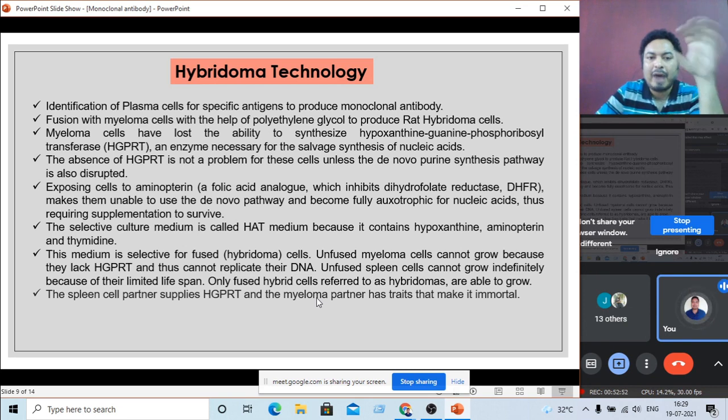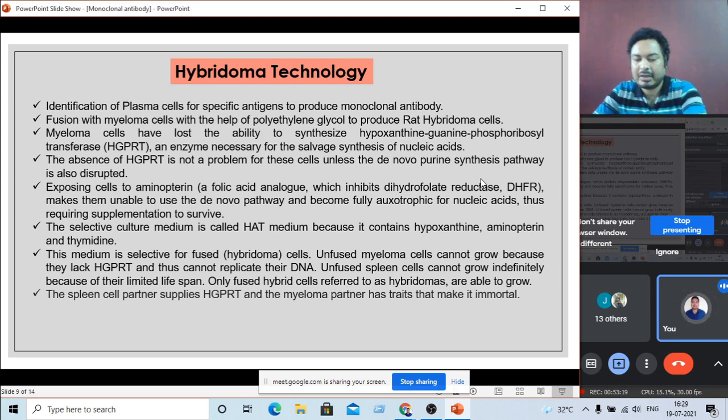Okay, so how can we select? We can select by a particular medium, and this medium is called HAT medium. The selective culture medium is called HAT medium. Now what is HAT medium? HAT medium contains hypoxanthine, aminopterin, and thymidine. HAT means hypoxanthine, aminopterin, thymidine medium. So this medium is applied for the hybridoma technique.